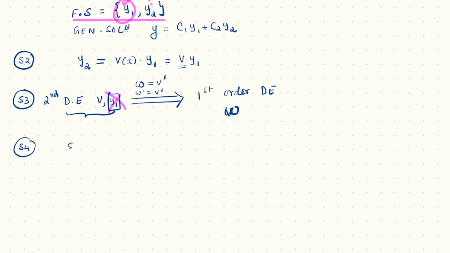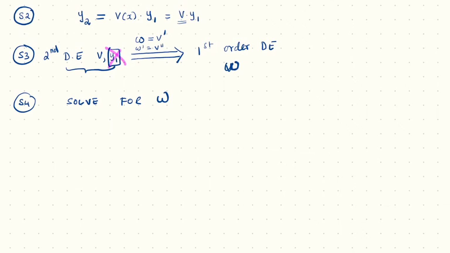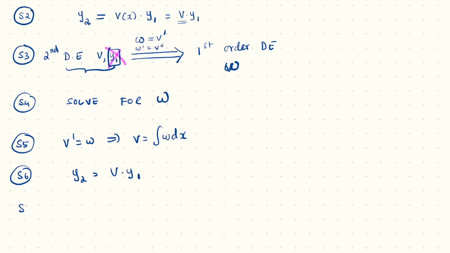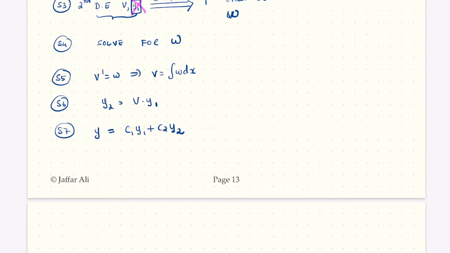The next step is to solve for w. Then once you solve for w, the next step is to figure out your v. You know v prime is equal to w, so therefore your v is going to be the integral of w dx. Then the next step is we are going to say our y2 is equal to v times y1, and then the next step is you write down the solution as y is equal to c1 y1 plus c2 y2. As simple as that.